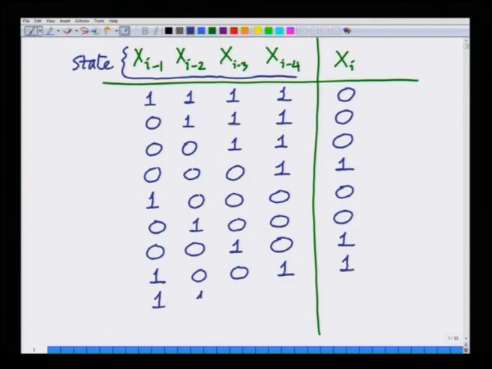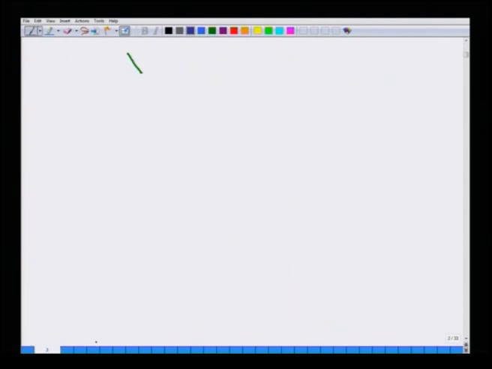The next state is 1, 1, 0, 0 and the output corresponding to this is 0. The next state is 0, 1, 1, 0 and the output corresponding to this is 1. I will continue on the next page.